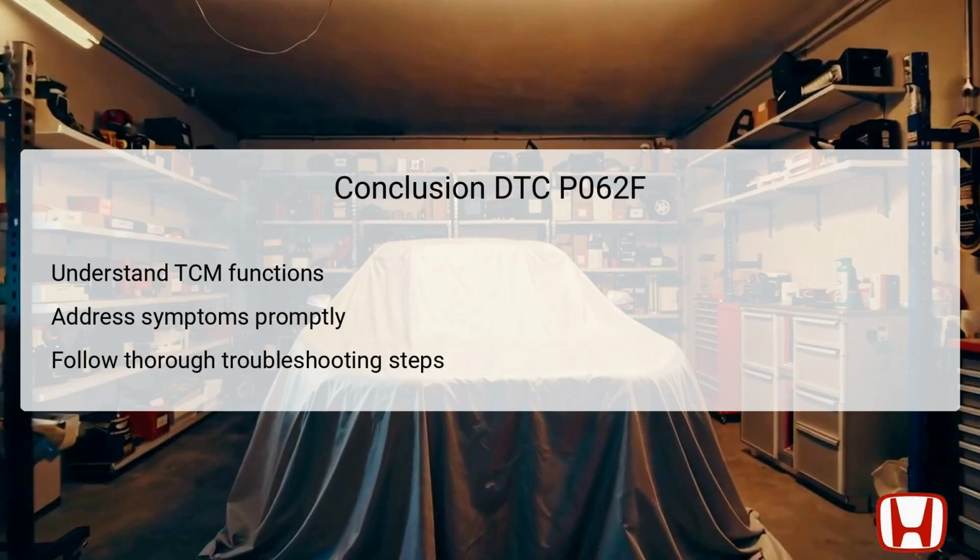Following thorough troubleshooting steps will allow technicians to accurately diagnose the situation and apply the necessary repairs. Regular maintenance and vigilant observation can also play a significant role in preventing the recurrence of this error. By staying proactive, vehicle owners can ensure the reliability and performance of their Honda Civic models from 2016 to 2021.